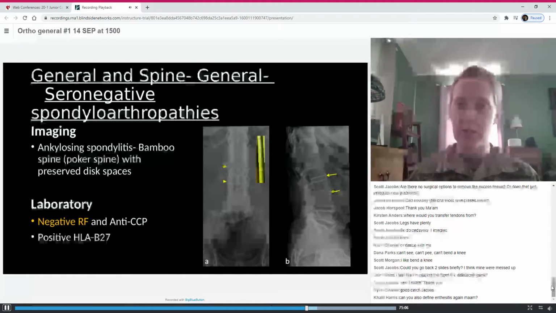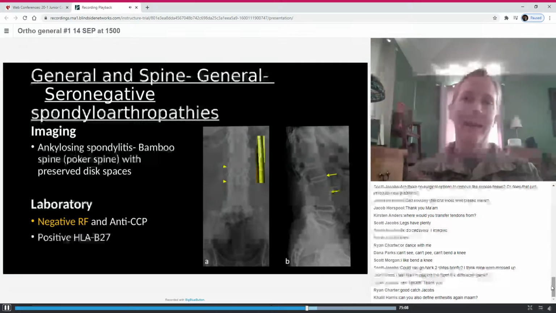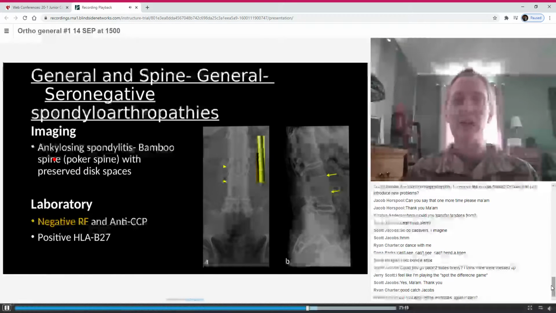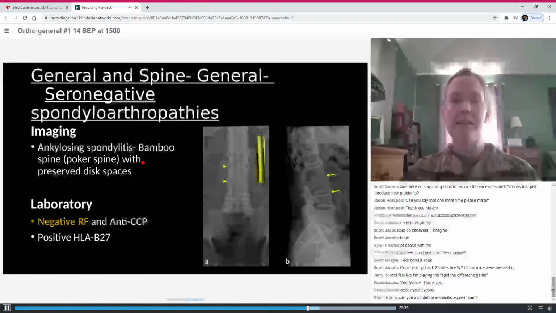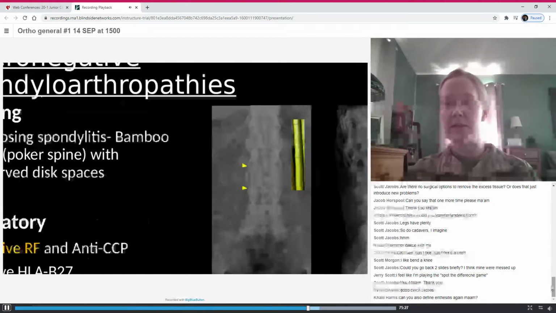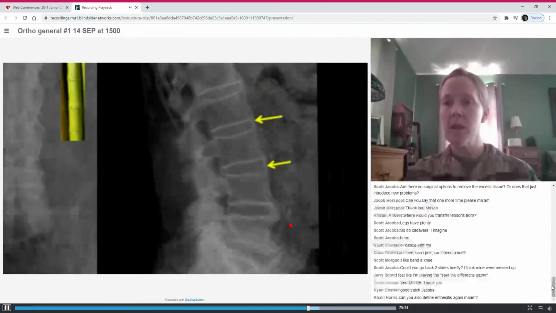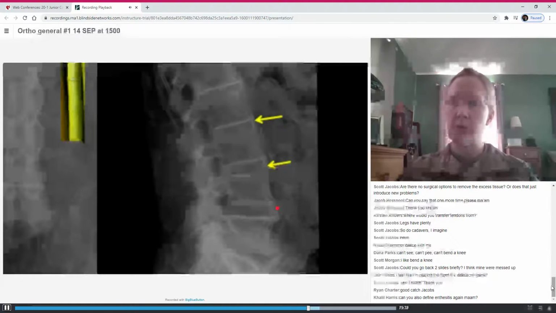So in terms of imaging, every test I've ever seen has some question about ankylosing spondylitis because it's pretty typical. When I learned it, I learned a bamboo spine. This text likes the phrase poker spine. And these have preserved disc spaces. So let me zoom in on our pictures over here. What this is referring to is ossification here and here.